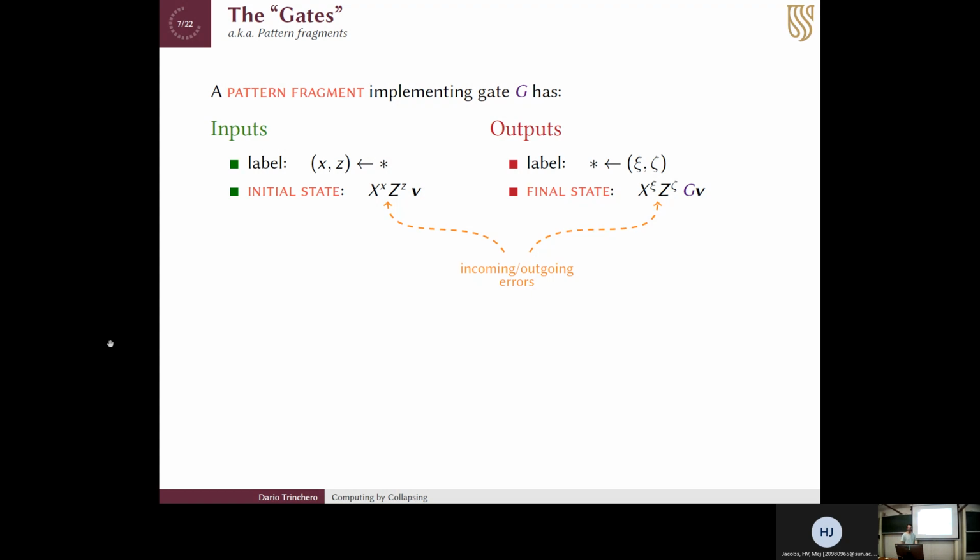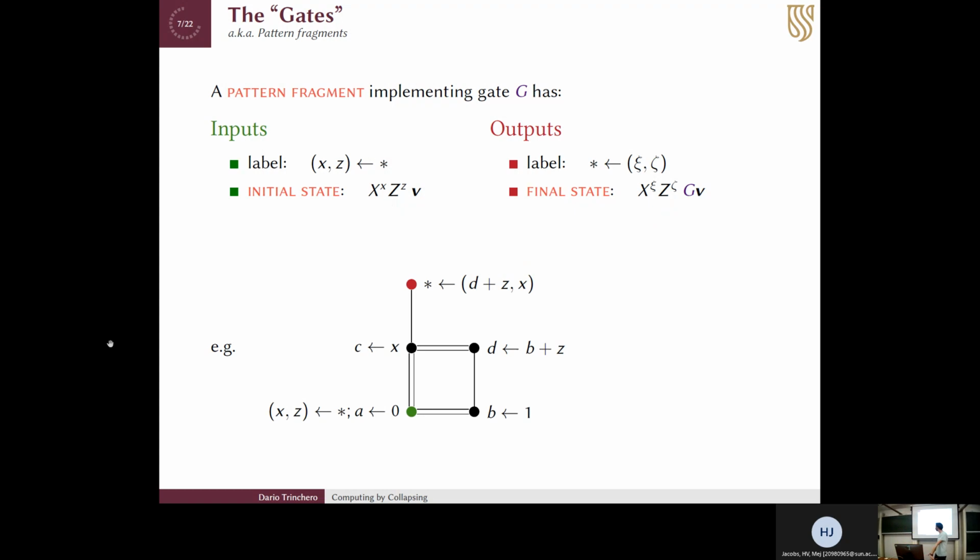Now, what we require in order for this gate fragment to implement a gate G is that the outgoing state should be G times V, the application of the gate G on V, modulo or up to some potential Pauli errors outgoing. And what we need to be able to do is keep track of how those errors depend on the incoming ones and on the results that we got, so that we know what's leading. Okay. So in particular, psi and zeta are going to be functions of all of the measurement outcomes and potentially also the incoming errors. So let's look at an example.